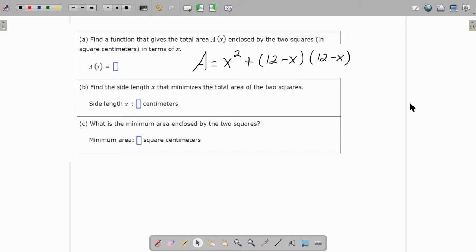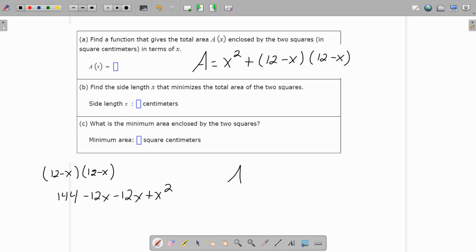So the only thing here is that we have to simplify this. All right, so remember 12 minus x times 12 minus x. You have to FOIL that. 12 times 12 is 144. 12 times minus x is minus 12x. Negative x times 12 is minus 12x. Negative x times negative x is plus x squared.